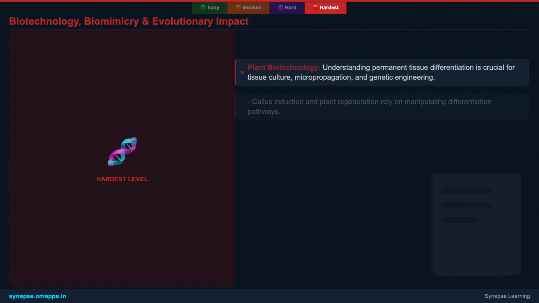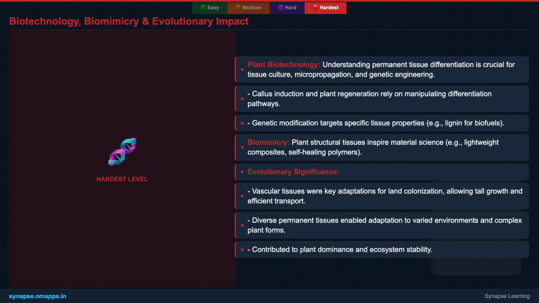The profound understanding of plant permanent tissue differentiation has immense biotechnological implications. In plant tissue culture, manipulating hormones to induce dedifferentiation and subsequent redifferentiation is key to propagating plants, creating disease-free varieties, and even genetically engineering crops for improved traits like drought resistance or enhanced nutrient content. This knowledge also fuels biomimicry, where the structural marvels of plant tissues, like the strength of sclerenchyma or the efficient transport in xylem, inspire innovative material designs.